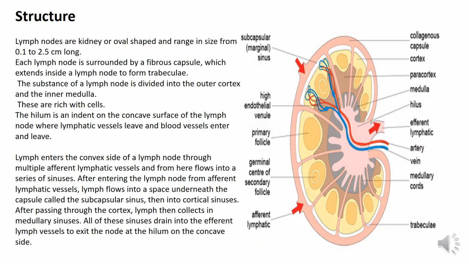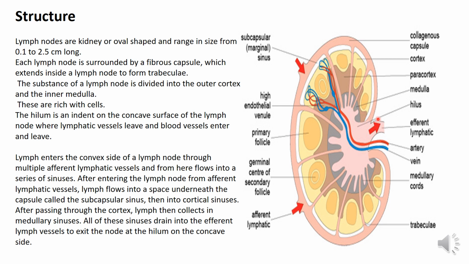Let us see about the structure of a lymph node. As we have seen already, lymph nodes are kidney or oval shaped. Their size ranges from 0.1 cm to 2.5 cm in length. It is surrounded by a fibrous capsule. You can see in the picture, this is the fibrous capsule. Then the fibrous capsule extends into the substance of the lymph node. This extension is called trabeculae. The entire substance of the lymph node is again divided into cortex and medulla.